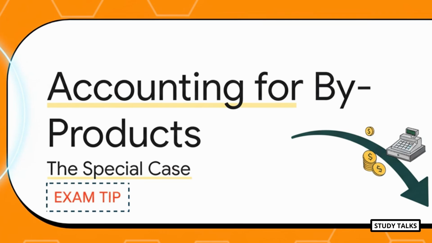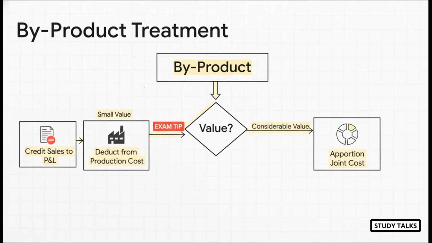Now, let's switch gears and go back to where we started, the special rules for those little guys, the byproducts. Okay, remember that trap from the very beginning? Here's the full story. How you treat the money you get from a byproduct sale depends entirely on its value. If it's a really small, insignificant amount, you've got two options. Option one is what we first talked about, treat it as miscellaneous income in your P&L. The second option, which is often preferred, is to deduct that sales value directly from the cost of production of your main product.